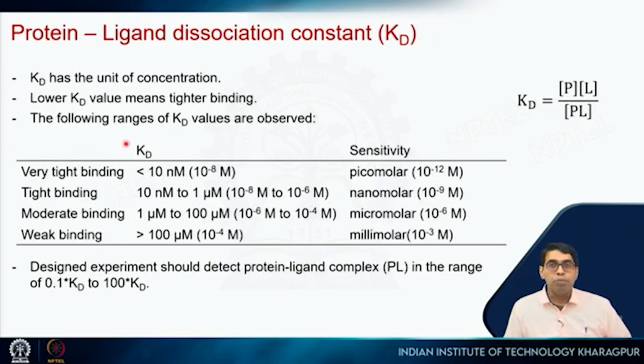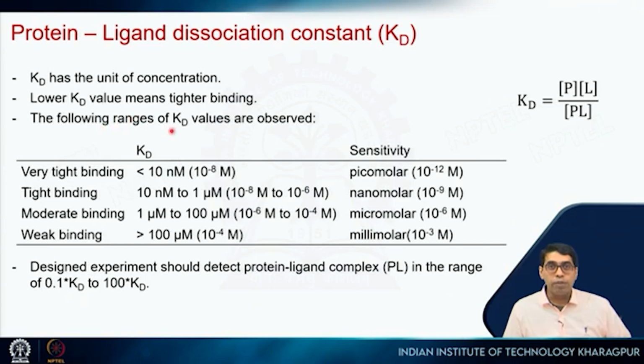Okay. So here are some of the parameters that you can keep track of when you are setting up or designing an experiment, right? So remember that KD has the unit of concentration. Lower KD value means tighter binding. So if KD is nanomolar, it is tighter binding. If KD is micromolar, it is weaker binding. If KD is millimolar, it is very weak binding, right?